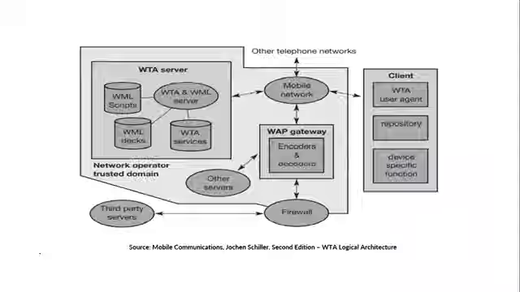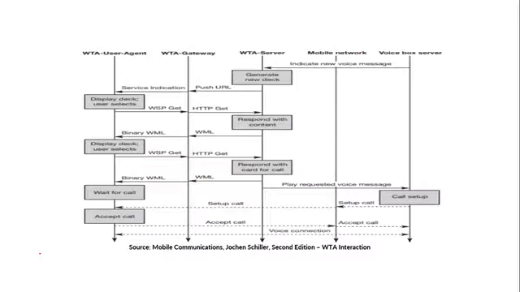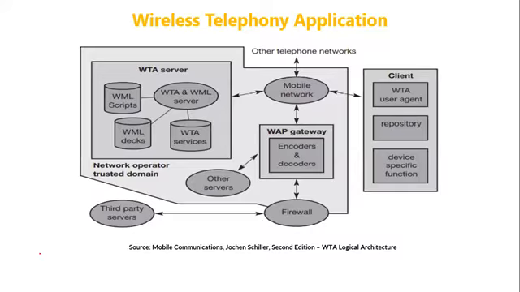The WTA is basically a collection of telephony specific extensions for call and feature control mechanisms, merging data networks and voice networks. So this diagram shows the WTA, wireless telephony application architecture, the logical architecture. So the client, if he wants to avail any service, first he will communicate with the server through the mobile network, or other telephony network, or through some means.